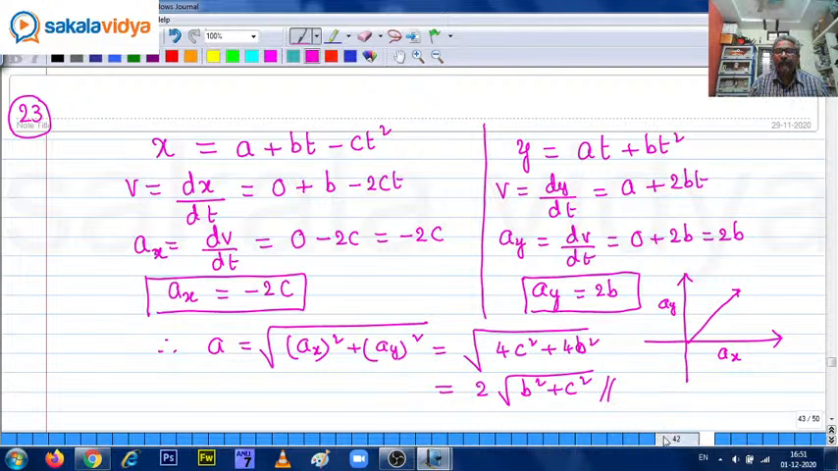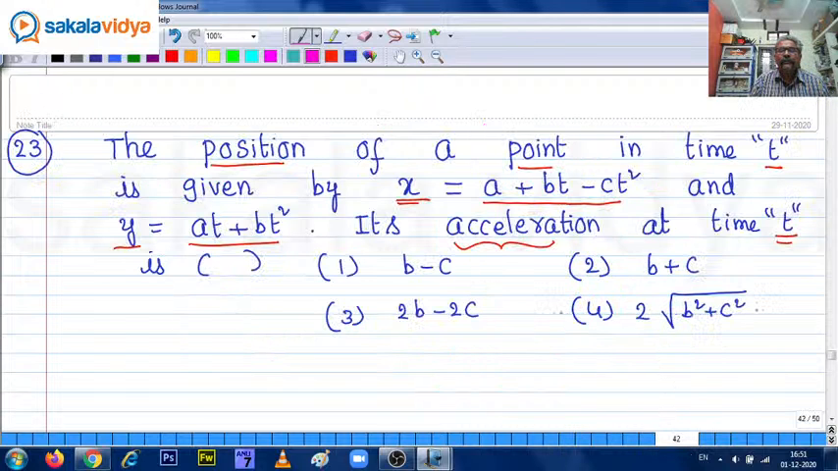Right. So the fourth option is the right option.